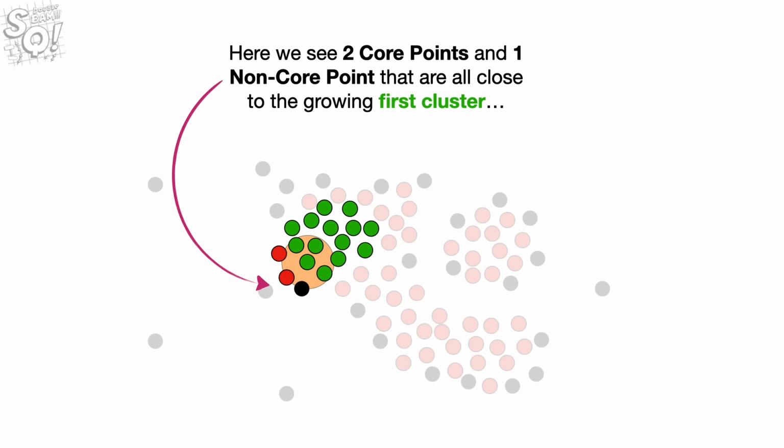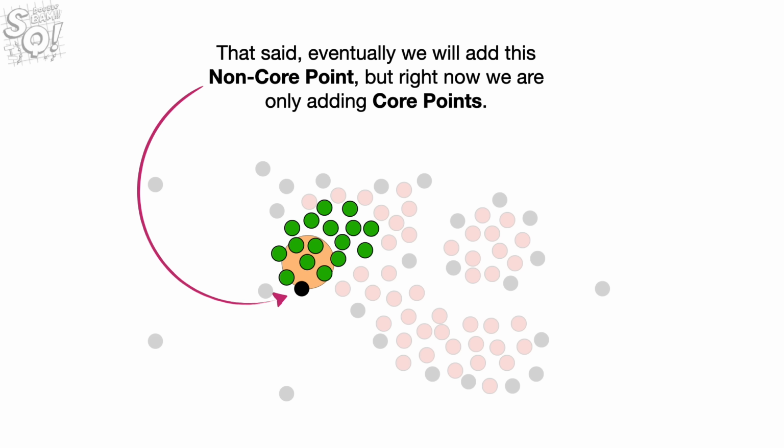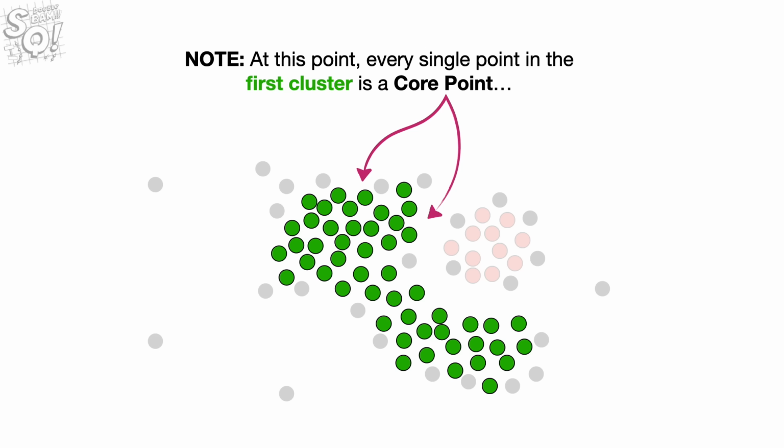Here we see 2 core points and 1 non-core point that are all close to the growing first cluster. And at this point, we only add the core points to the first cluster. That said, eventually we will add this non-core point, but right now we are only adding core points. Ultimately, all of the core points that are close to the growing first cluster are added to it and then used to extend it further. Bam! Note, at this point, every single point in the first cluster is a core point.